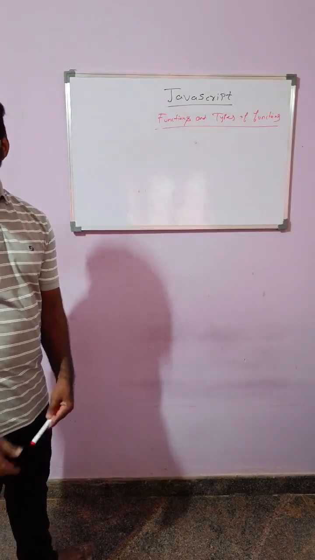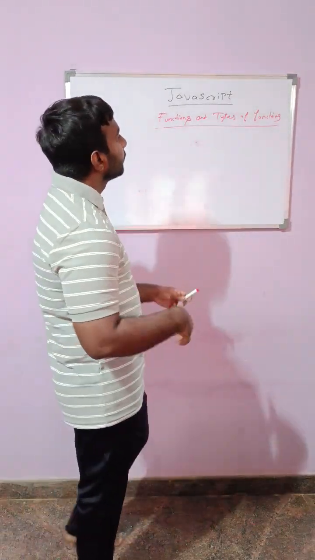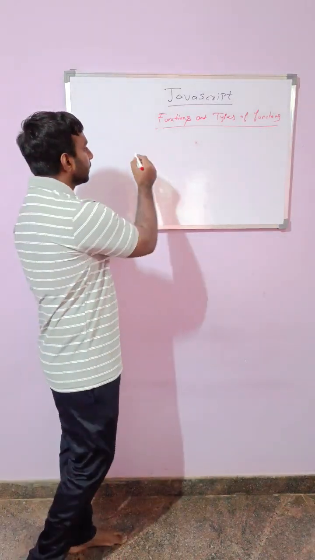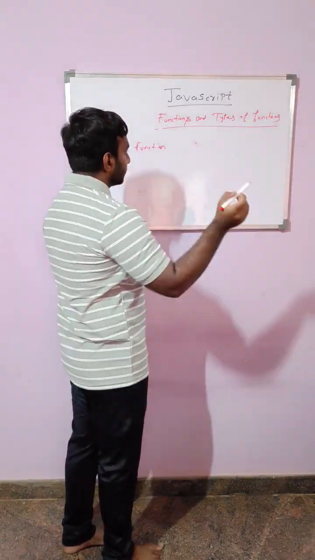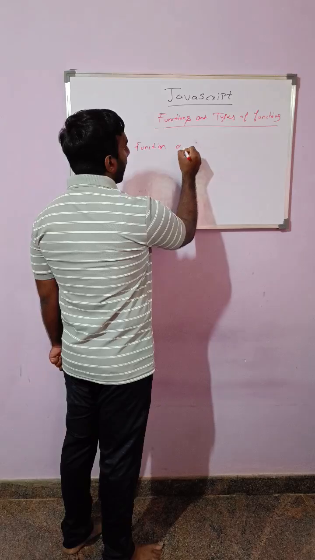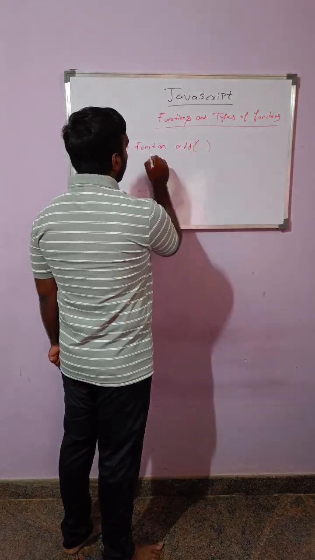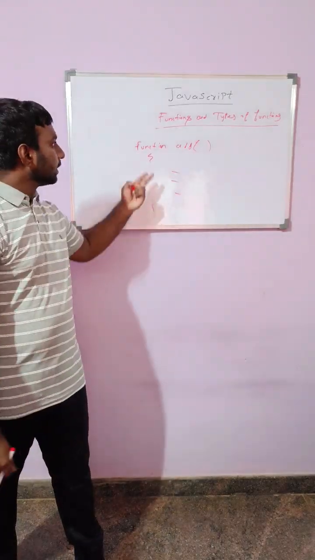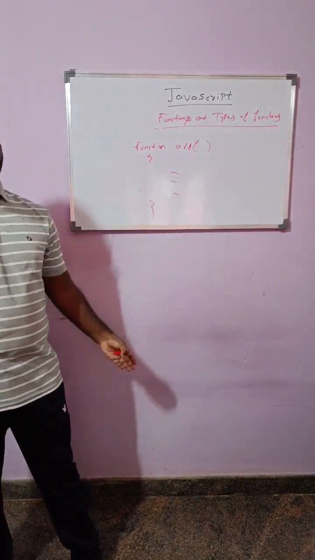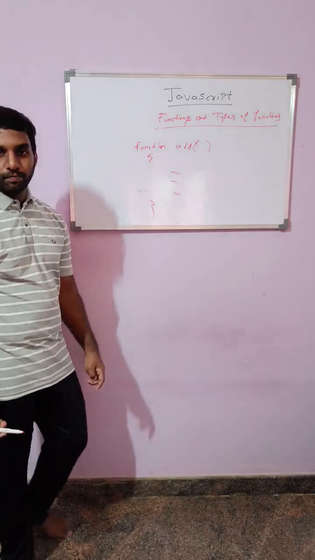Now, there are different types of functions in JavaScript. One is a regular function, what I just showed you, declared using the function keyword, where you give some name to that function and perform some set of tasks. This is a regular function.